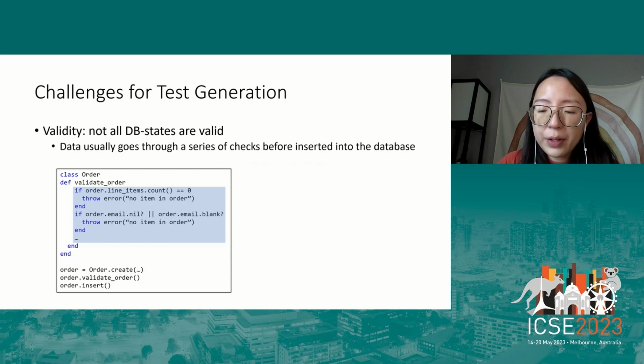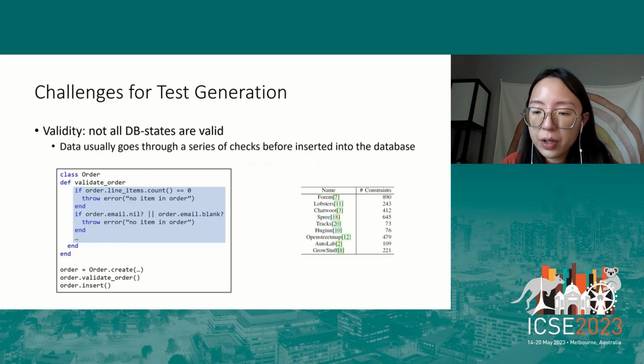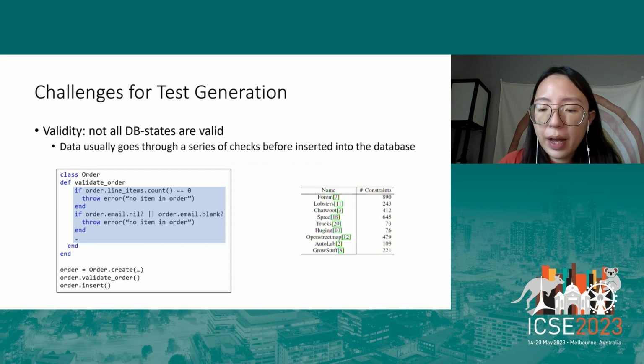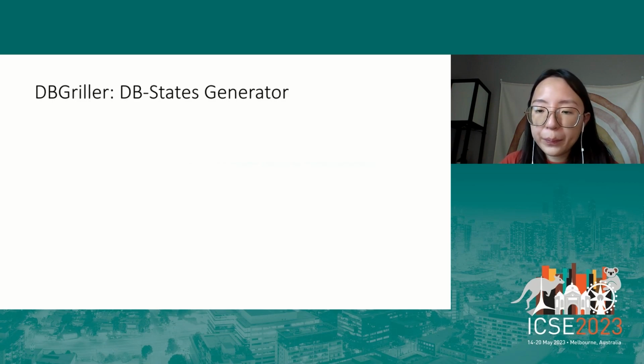Such checks imply certain data constraints, which are also pervasive in the applications. With so many constraints, generating a database satisfying all of them is very challenging. So we propose DB Griller.